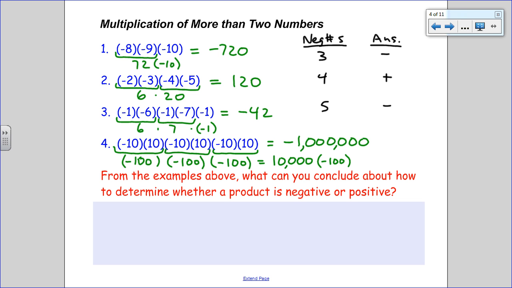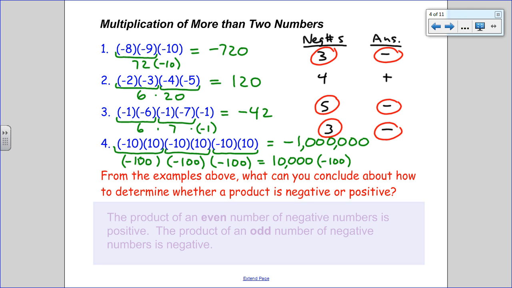In problem number 4, even though there are 6 numbers being multiplied, only 3 of them were negative, and our answer was negative. From the table, we can see that an odd number of negative factors in the problem, 3 or 5, corresponds to a negative answer. And an even number of negative factors, such as 2 negative numbers multiplied together or 4 negative numbers multiplied together, gives us a positive answer.